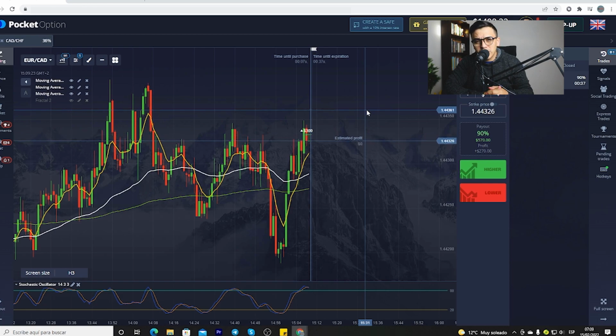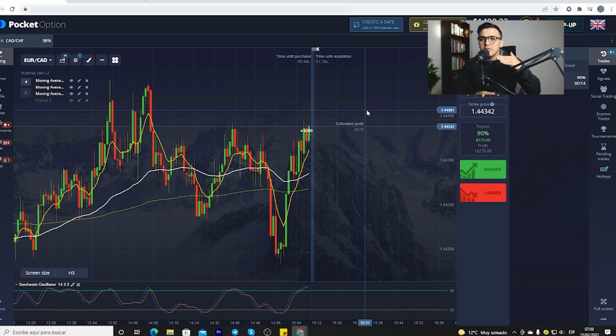The idea of this strategy is to only trade following the trend. For that we use the 200 moving average. When the 200 moving average is below the chart, we have an uptrend, and when the moving average 200 is above the chart, it is a downtrend. We only trade at the moment of crossing between the yellow moving average and the white moving average. This is the white, this is the yellow. In this case, it's going up. I'm going to trade for 1 minute for a call.